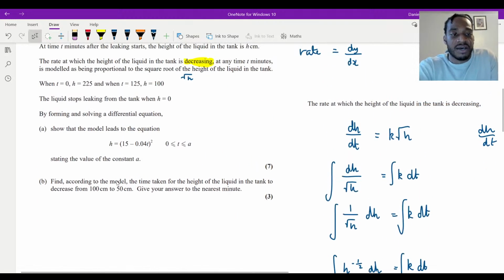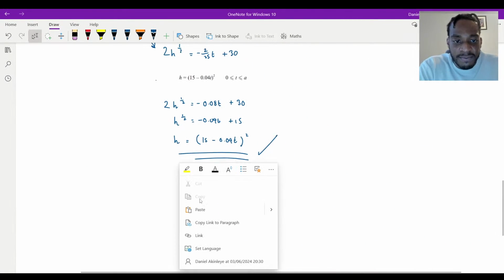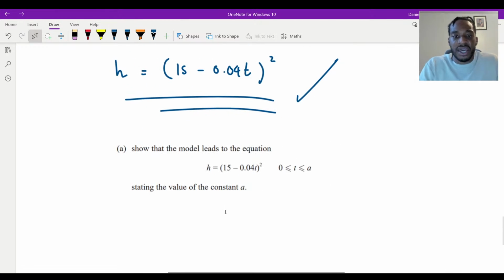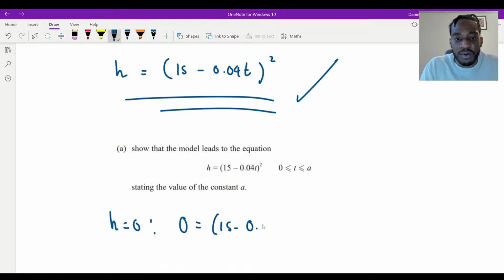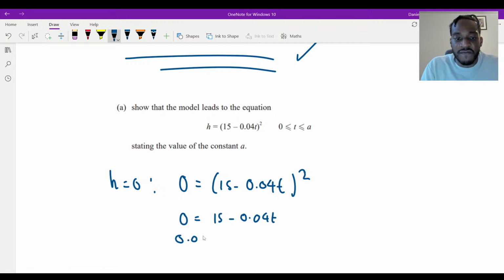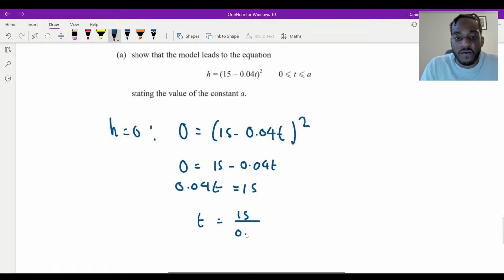So let me just copy it one more time, just so we have it here. We just need to make h equal to 0 now to get a. H equal to 0 would mean that we're going to have 0 is equal to 15 minus 0.04t all squared, and then we're just going to figure out what t is. Square rooting, it's going to be 0 is equal to 15 minus 0.04t. Adding on the 0.04t, it is equal to 15. That means that t is going to equal 15 over 0.04.